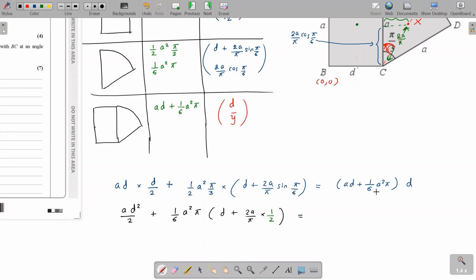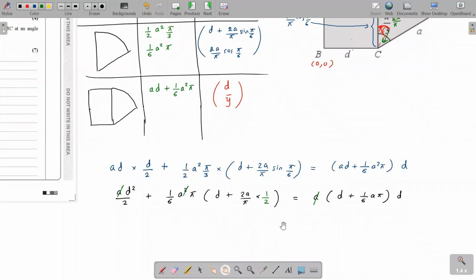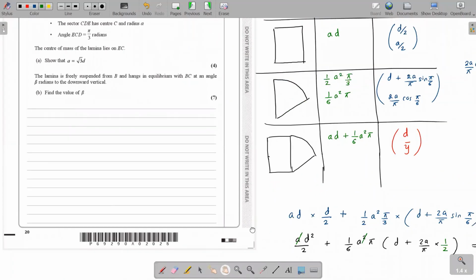So here, AD plus 1 over 6 A square pi. I can take A out. So D plus 1 over 6 A pi. Okay, so now I can easily cut off the A value. It's clear because I've taken the A out from here. It's easy for me to cut off a single A value from every single term. So A square, when I cut out a single A, another A is remaining. Here the A is gone. Okay. So now what we need to do, we need to show that A equals root 3D.